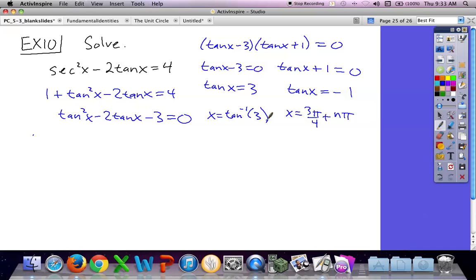And what mode do you think you'd want to be in? Radians. I mean, everything's set in radians, so we'd stick to radians. Mode is radians, second quit. Tan inverse of 3, and we get 1.249.